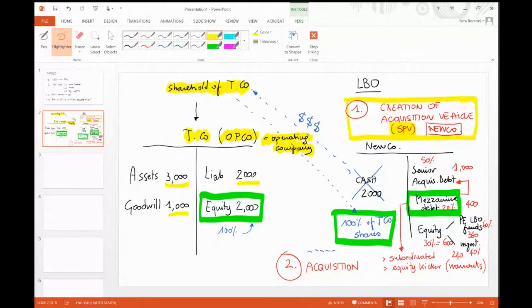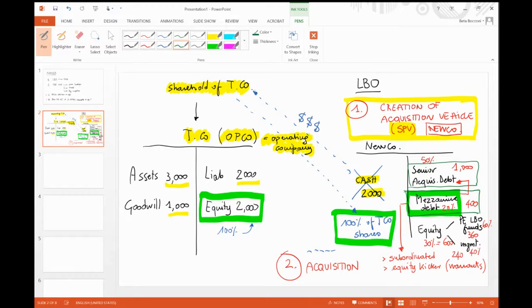The NewCo is aiming at raising in the marketplace an amount of cash which corresponds to 100% of the value of equity. And in order to do so, a three-layer capital structure is set up on the liability side. As you probably remember, the three layers are represented. The first one, the most important, the senior debt for the acquisition, 50% of the purchase price of the equity. Another 20% is a hybrid layer represented by mezzanine debt.